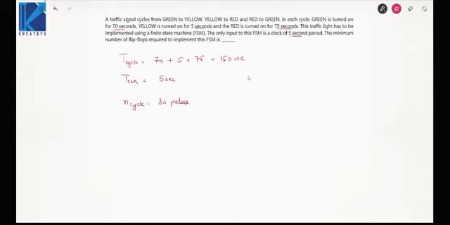Now 30 pulses, for that you need at least 5 bits because it is less than 2 to the power 5. So 5 bits are required, which means 5 flip-flops are required. If you assume each clock pulse to represent one state, then you need at least 30 states. 30 states means you need 5 flip-flops because 5 flip-flops can give you 32 states. Out of that, 2 states will remain unused and the rest of the 30 states can be used.